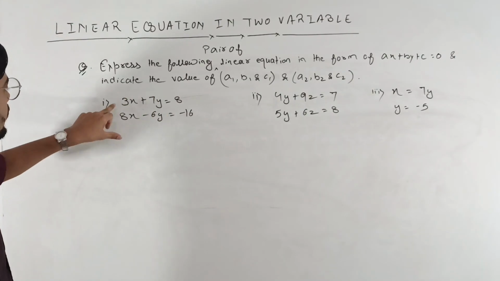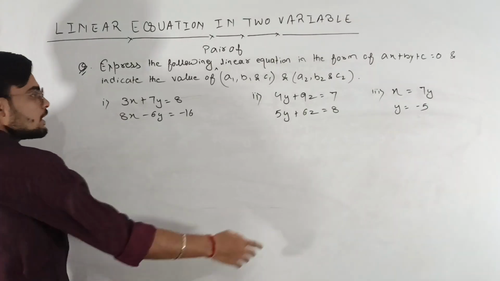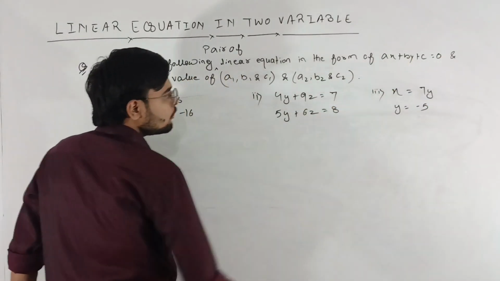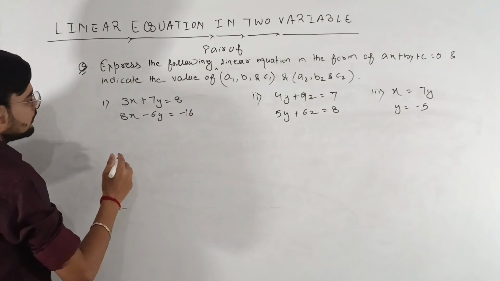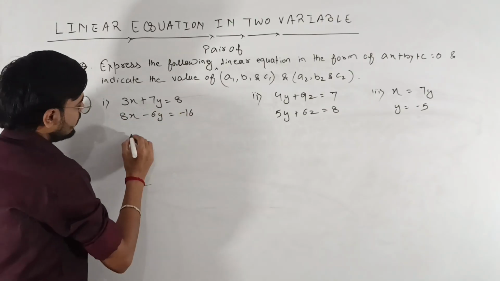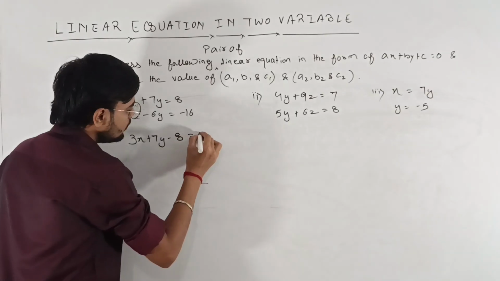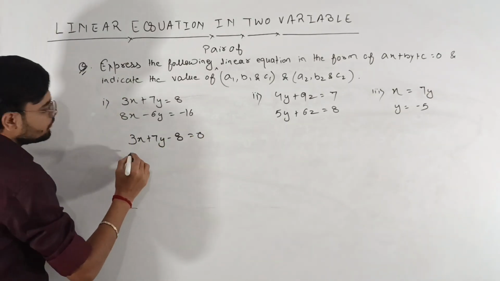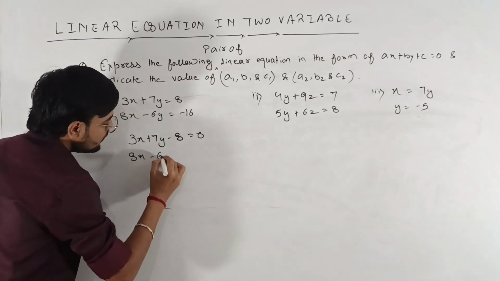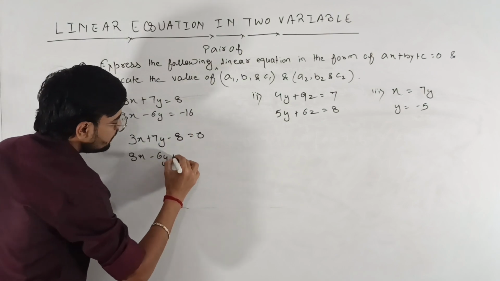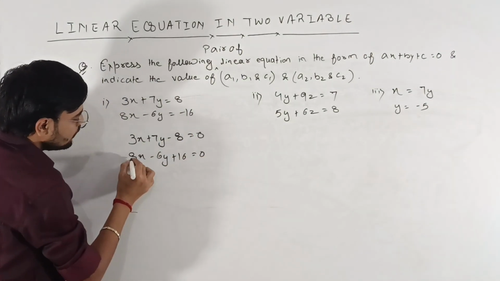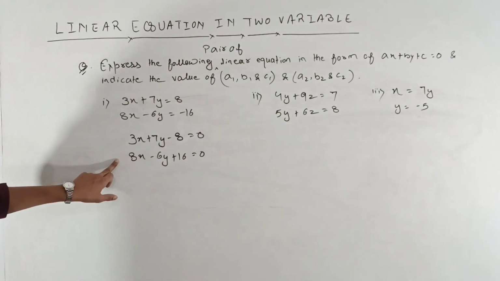Okay, first we convert this into general form. The general form is ax plus by plus c is equal to 0. Now converting this one, 3x plus 7y is equal to 8, this will become 3x plus 7y minus 8 is equal to 0. Now convert this one. This is 8x minus 6y, and this minus 16 becomes plus 16 is equal to 0. Now this is in general form.